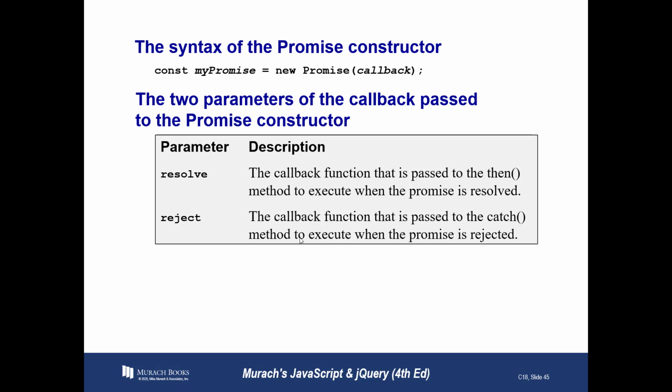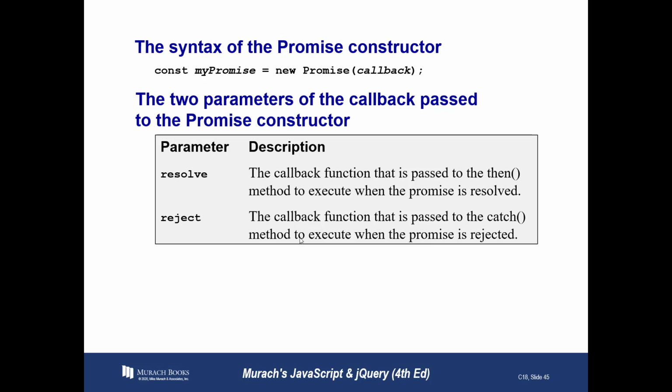So you'll notice, as it says in here, my promise equals new Promise with a callback. I've already mentioned to you that promises are either resolved, meaning they worked, or they're rejected, meaning they didn't work. So I was thinking about this, and I gave an example earlier, but I'm going to give another one.